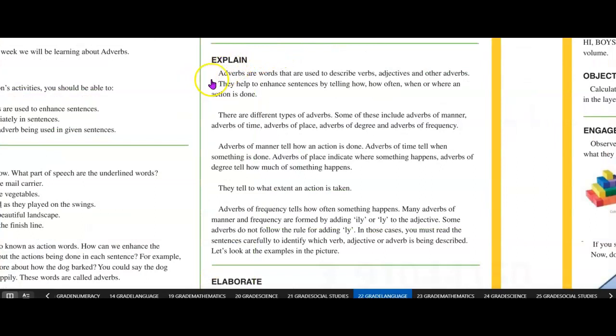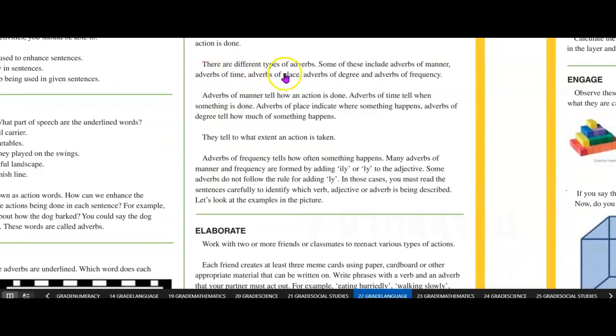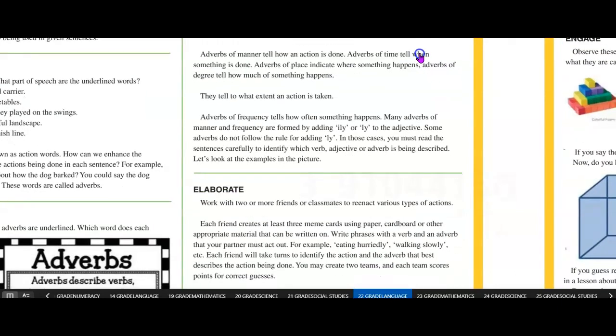Explain. Adverbs are words that are used to describe verbs, adjectives, and other adverbs. They help to enhance sentences by telling how often, when, or where an action is done. There are different types of adverbs. Some of these include adverbs of manner, adverbs of time, adverbs of place, adverbs of degree, or adverbs of frequency.